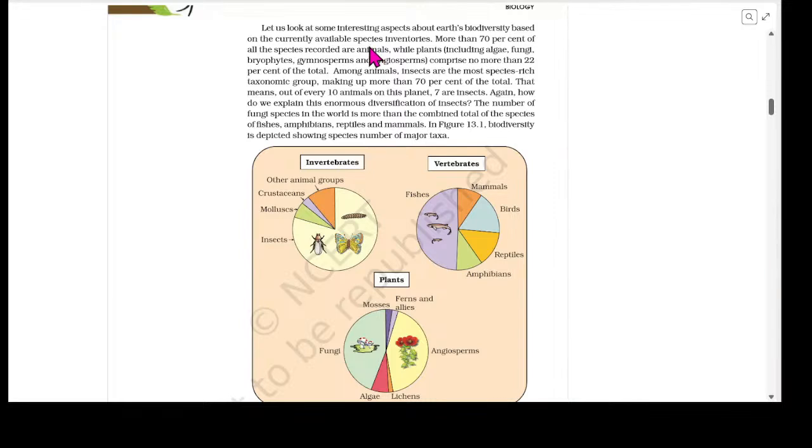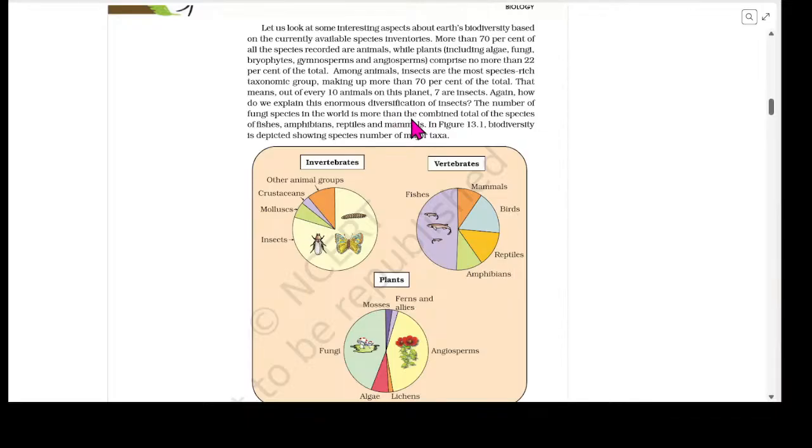More than 70% of the species recorded are animals, while plants, including algae, fungi, bryophytes, gymnosperms, and angiosperms, comprise no more than 22% of the total. Among animals, insects are the most species-rich taxonomic group, making up more than 70% of the total. That means out of every 10 animals on this planet, 7 are insects. Again, how do we explain the enormous diversification of the insects?